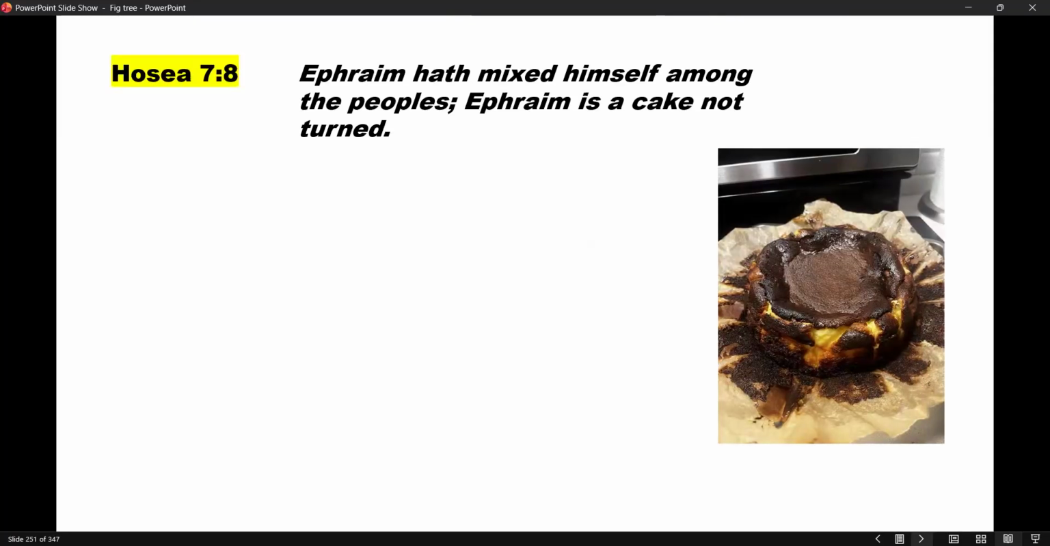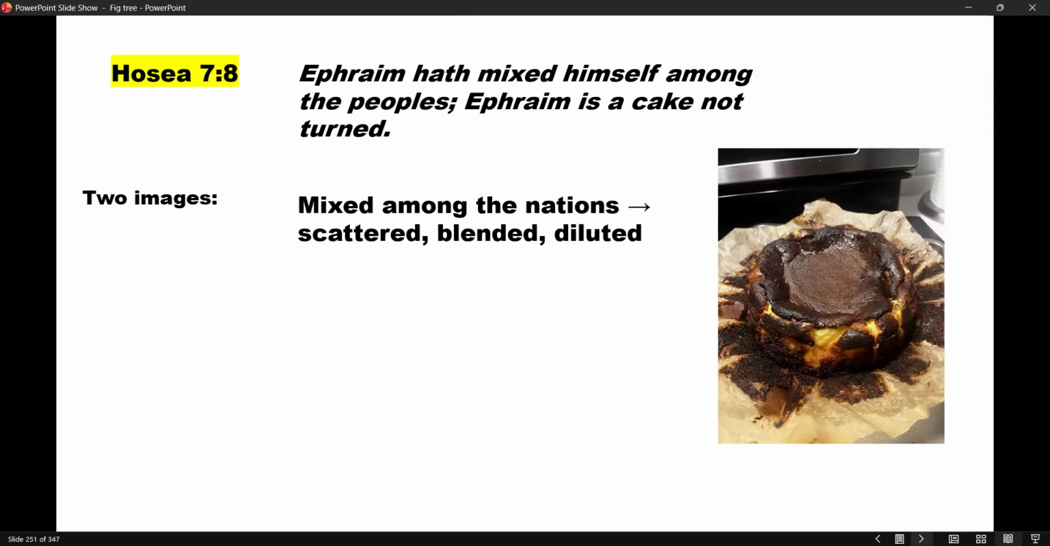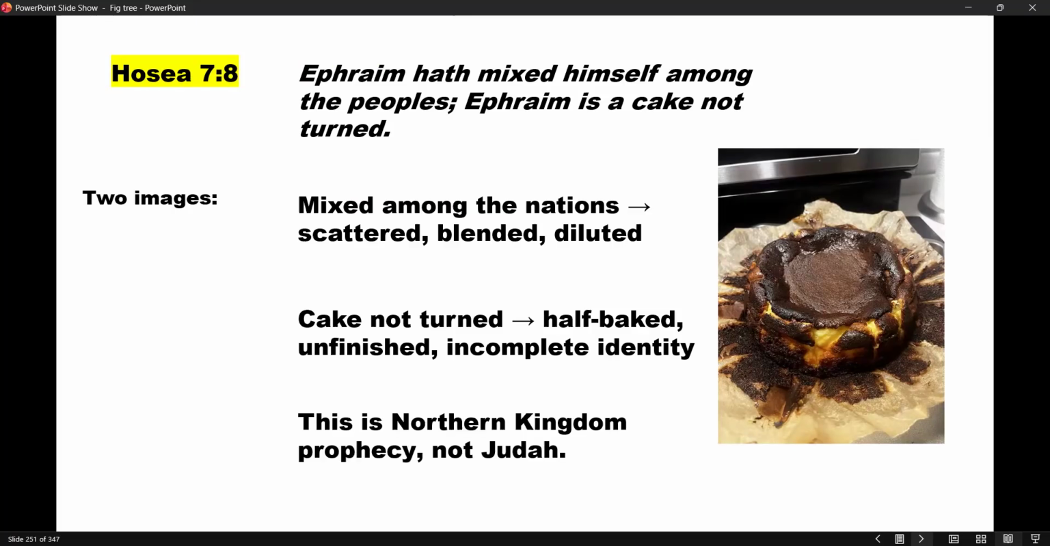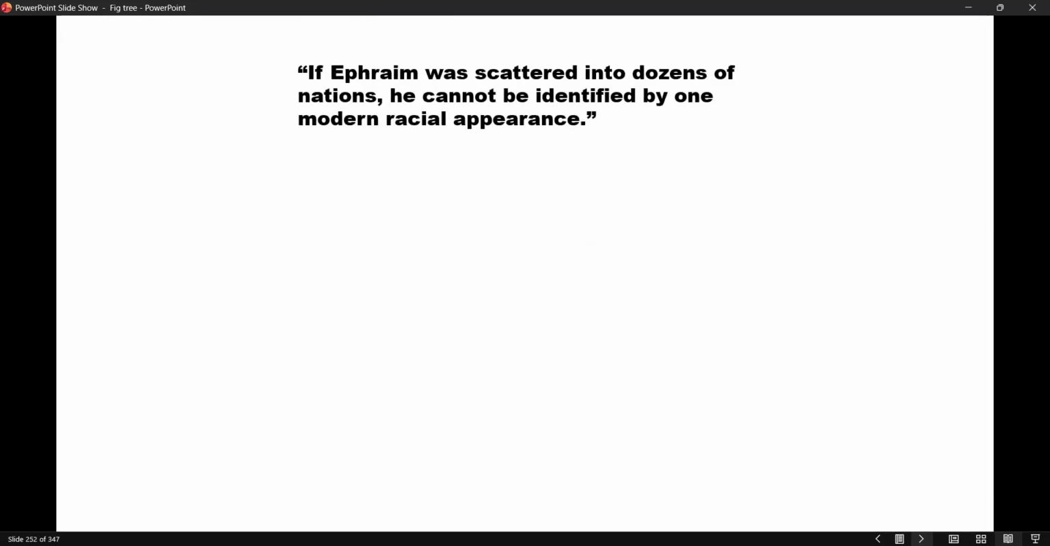So, Hosea 7: Ephraim has mixed himself amongst the people. Ephraim is a cake not turned. Two images: mixed amongst the nations, scattered, blended, diluted. Cake not turned equals half-baked, unfinished, incomplete identity. This is Northern Kingdom prophecy, not for Judah. If Ephraim was scattered into dozens of nations, he cannot be identified by one modern racial appearance.